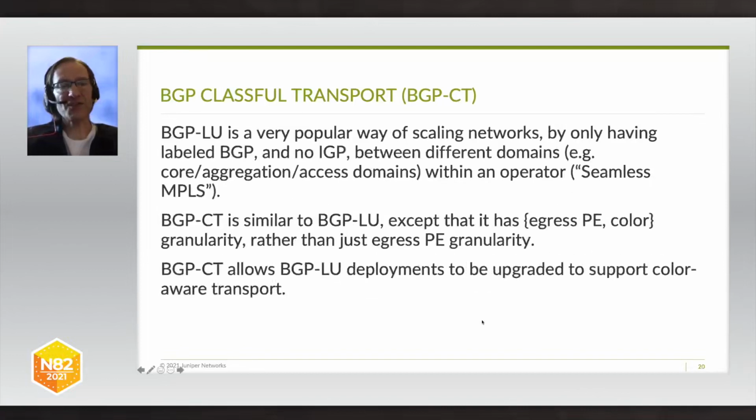Now, as such, it's a very useful extension to BGP labeled unicast, BGP-LU. BGP-LU has proven to be a very popular way of scaling networks. People just use BGP-LU between domains, with no IGP or anything like that attempting to cross domains. Sometimes this is called seamless MPLS, and it's quite widespread nowadays in terms of deployments. BGP-CT is very similar in spirit to BGP-LU, except that it has egress PE, color granularity rather than just egress PE granularity. So BGP-CT is a very good upgrade to BGP-LU in order to support color-aware transport.